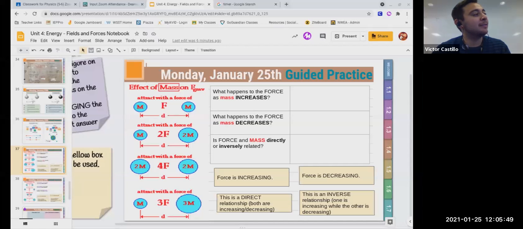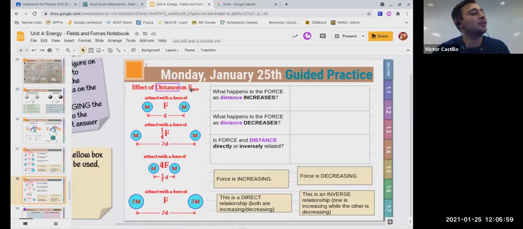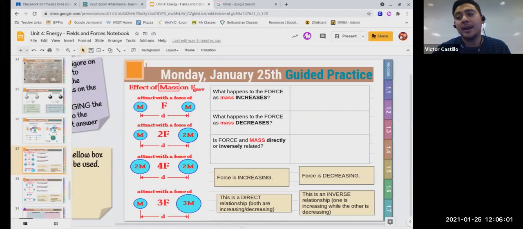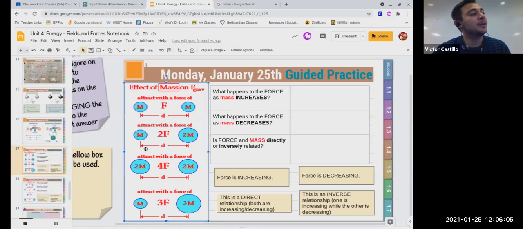Slide 37 and 38 are basically the same guided practice, except slide 37 is the effect of mass on the force of gravity, and slide 38 is the effect of distance on the force of gravity. Okay? Basically, what I want you to do is look at these respective figures, and using these figures, answer these three questions.